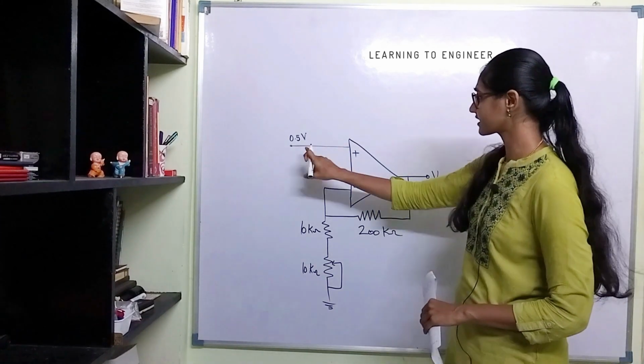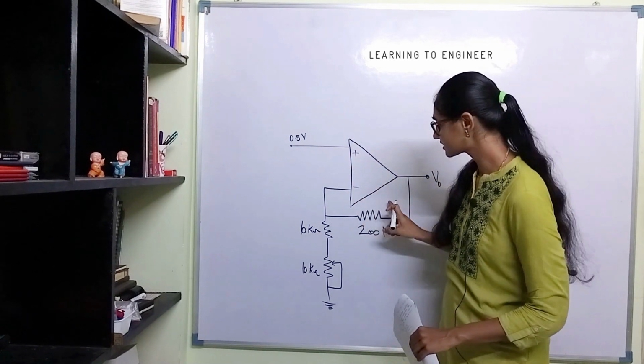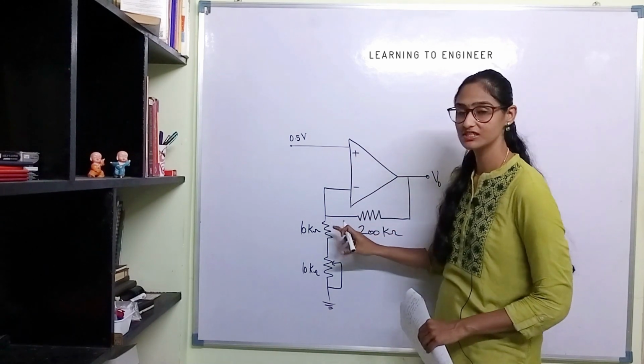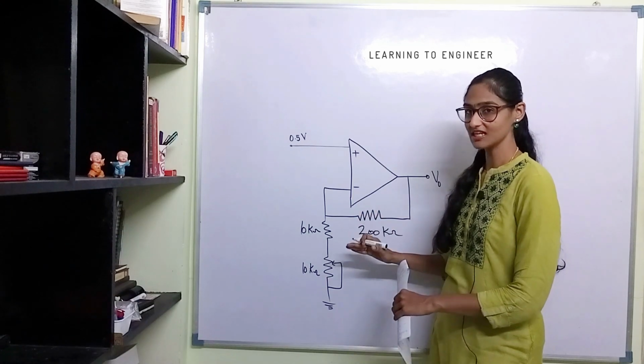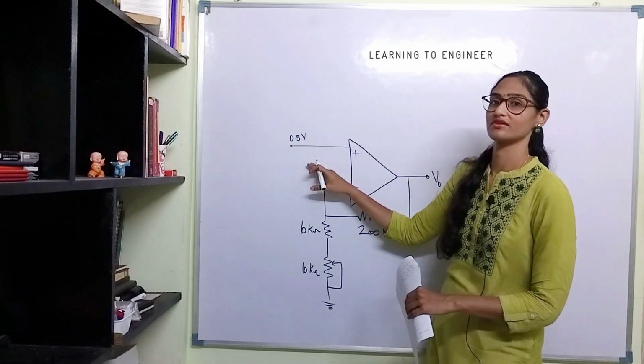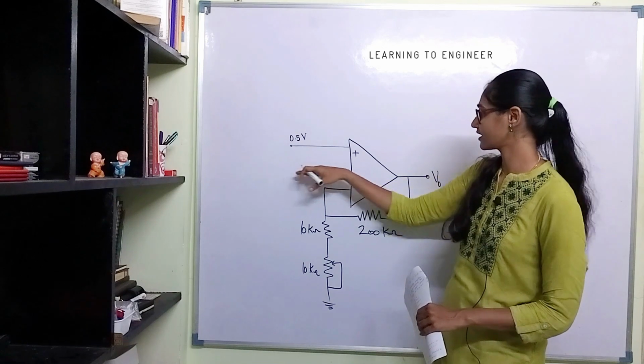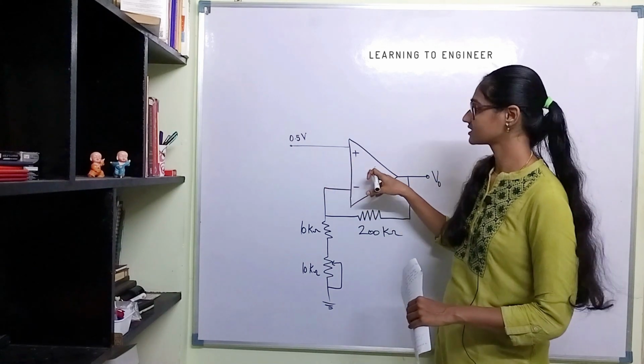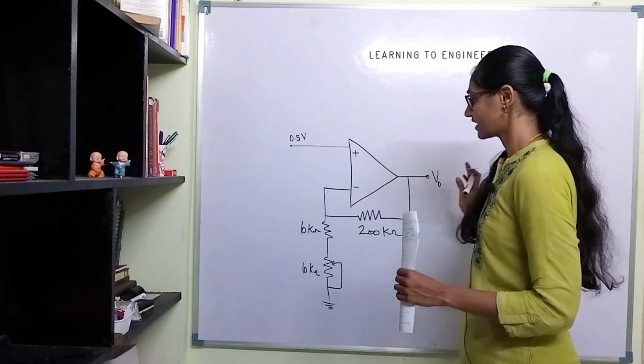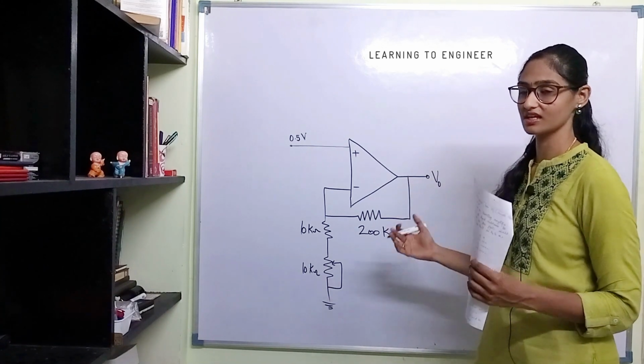We have the input connected to the positive terminal, but there is a feedback to the resistor which is present at the negative terminal. Still, this is a non-inverting amplifier because the input is applied to the positive terminal. So this is a non-inverting amplifier. We have to substitute the formula and find out the gain range.